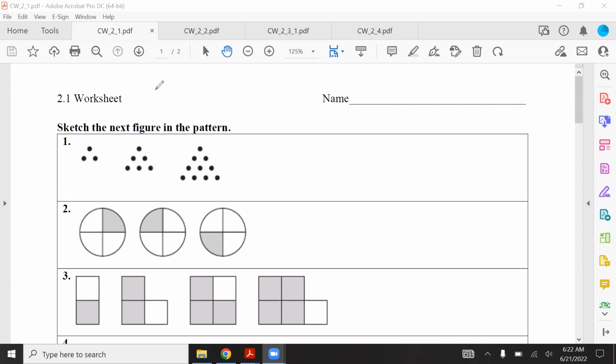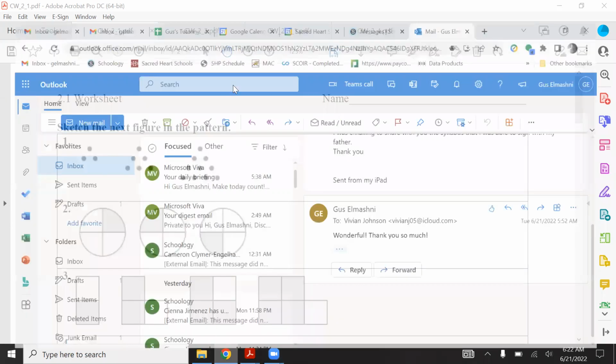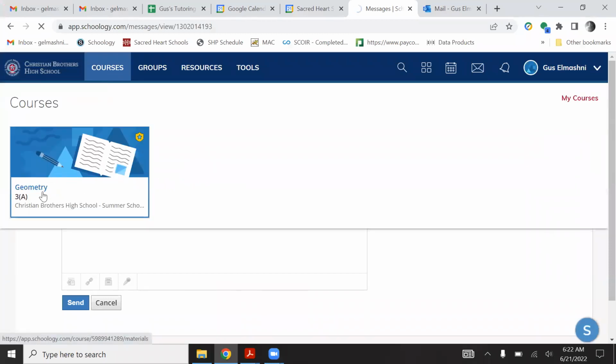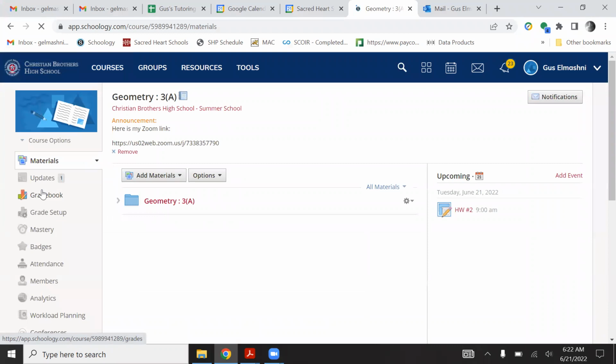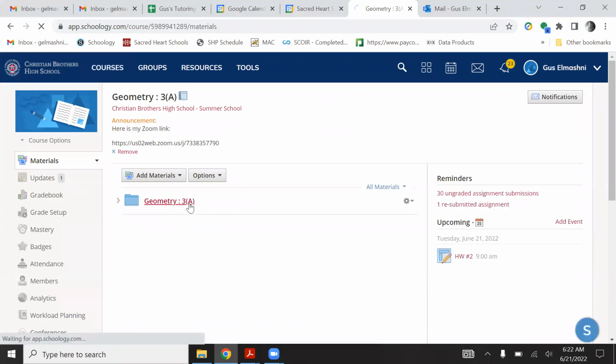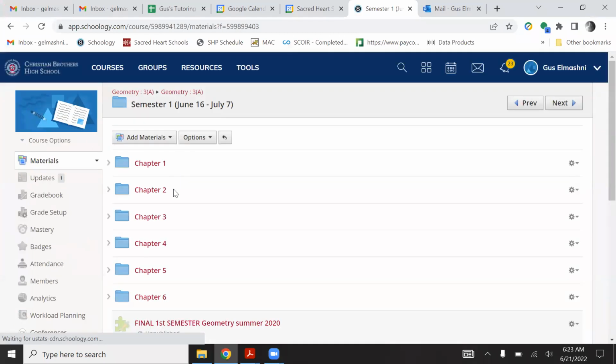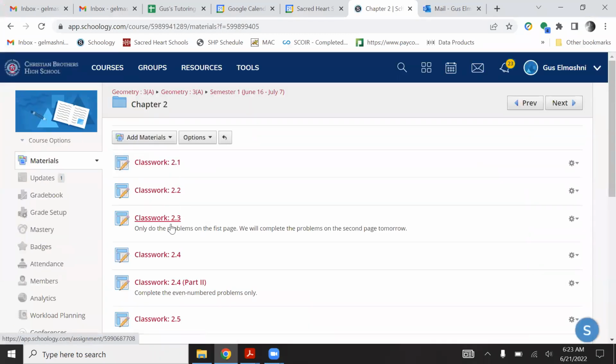You should already have hard copies of these because I asked you to pick up a copy during our first class meeting on Thursday of last week. If you can't access it, go to Schoology, right here, and the Wi-Fi is a little slow where I'm staying here in Arizona, but hopefully it cooperates. If you click on chapter 2, you should find all the classwork there. So we're going to be working on 2.1, 2.2, 2.3, and 2.4.